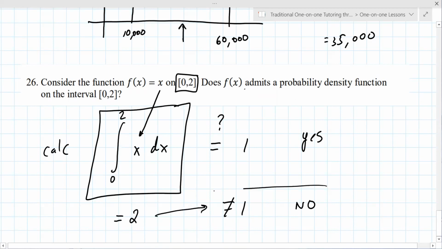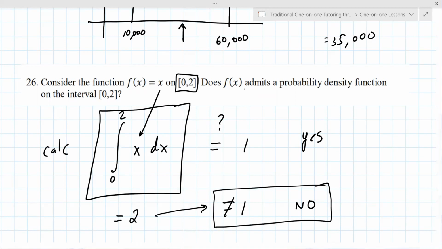But you should definitely confirm that if you're unsure. Okay. That one's simple. Yes. 27. 27. All right. This one, let's see here.